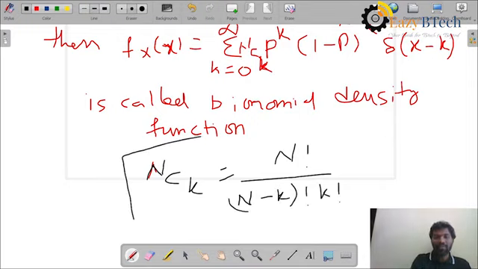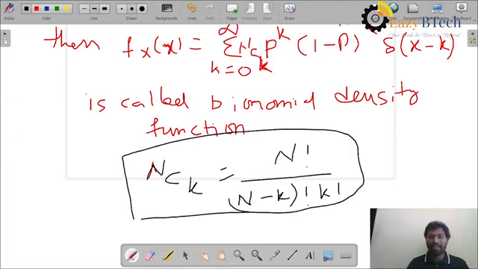This we already know. We already know nCr is equal to n factorial by n minus r factorial into r factorial, right? In the same way, nCk is equal to n factorial by n minus k factorial into k factorial. Now this is the probability density function.